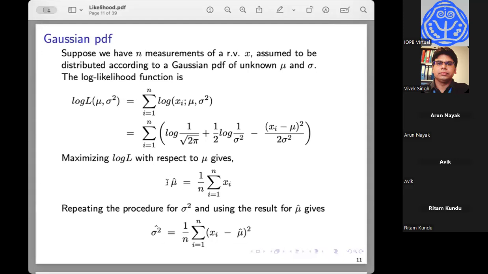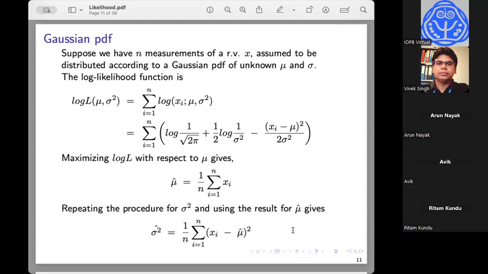Again, the ML estimator for the mean is simply the sample mean, and if you repeat the same procedure, the ML estimate for sigma square, sigma square hat, will be 1/n times the sum of (xi minus mu hat) squared. Here you can see that it is using the ML estimator for the mean in the ML estimator for sigma square.